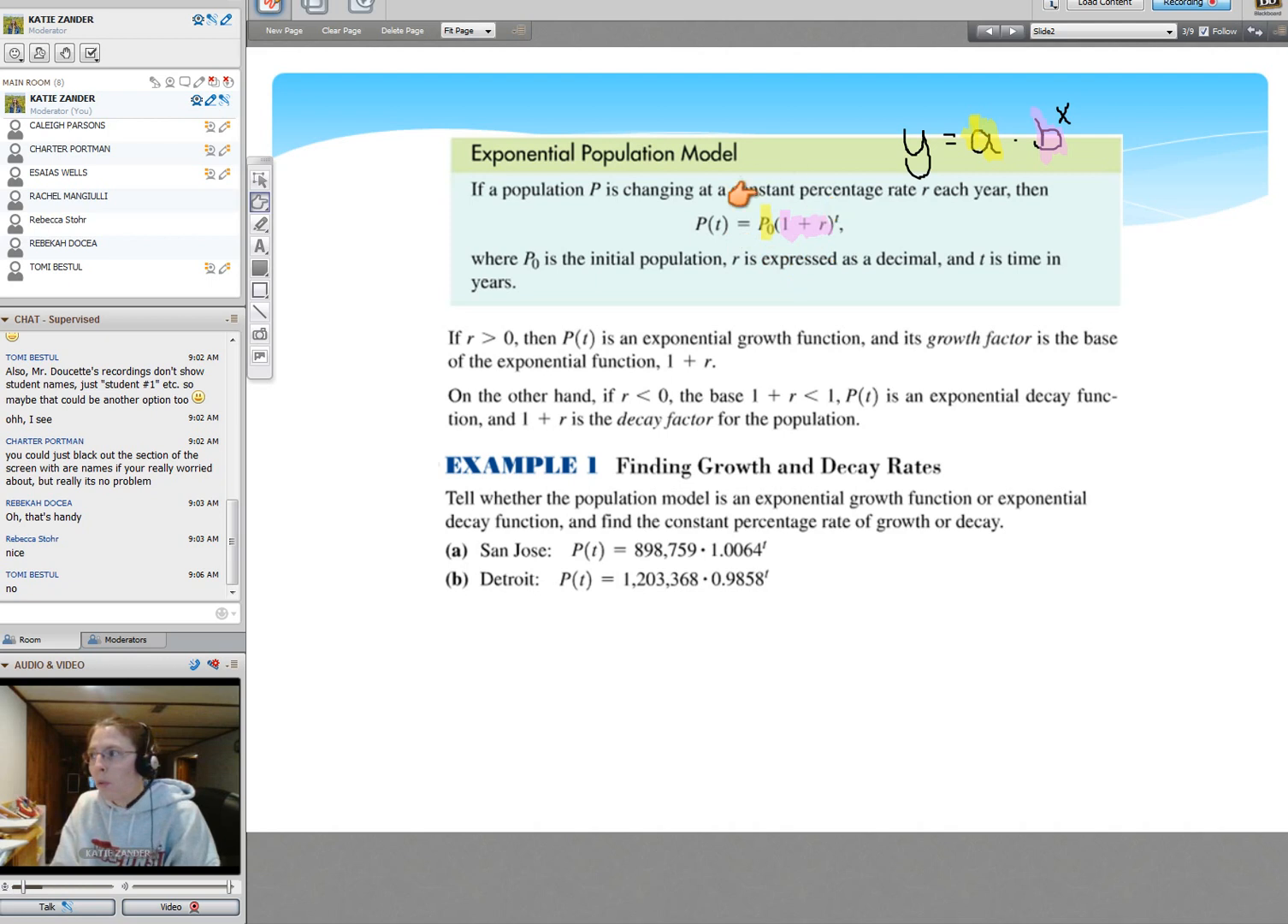Now, when we look at the base here, what's inside the parentheses, the 1 plus r, if that value is larger than 1, you know that you have exponential growth happening. If that value is less than 1, you know you have exponential decay occurring. Okay, so just some hints there for how you can identify growth versus decay. All right, before we look at some examples, any questions with that population model?